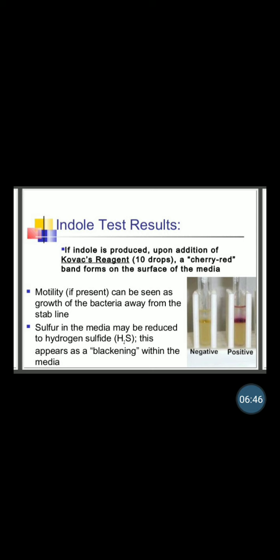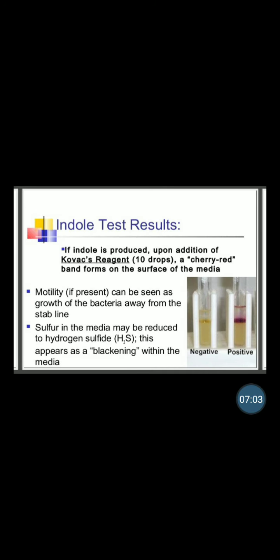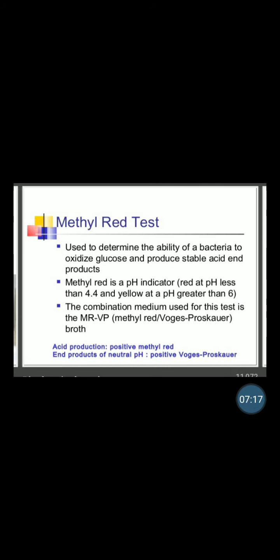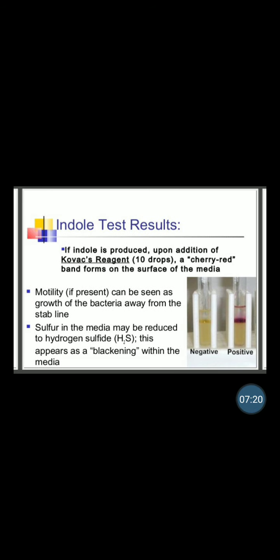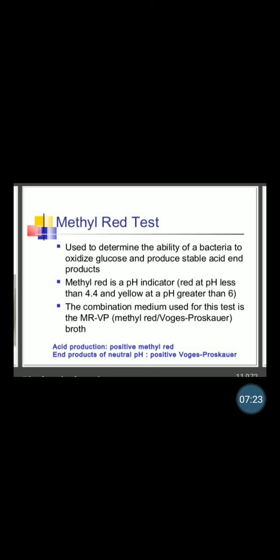What is the observation? Here we can see the positive and negative tests. If indole is produced after the addition of Kovacs reagent, the cherry red band is formed on the surface, then it is positive. Only then can we say that this test is positive, when a cherry red band is formed on the surface of the media. Here we can see the positive and negative. So this is the indole test. Next we will see the next test, that is the methyl red test.